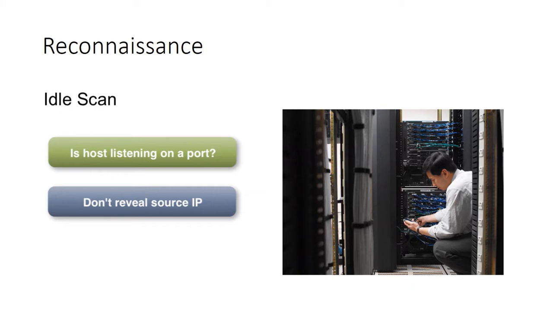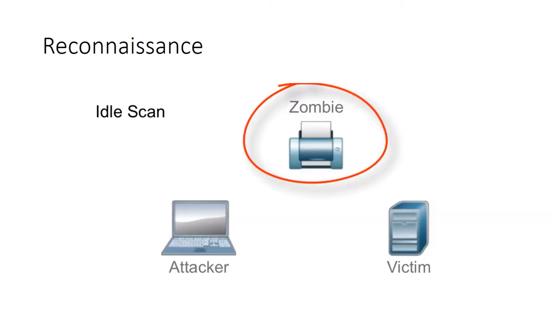This method implies a scapegoat system. If there is any logging of the network traffic, the scapegoat's IP address is the one that is implicated in the scan. In this diagram, we have the attacker, the victim, and the zombie. The zombie is the scapegoat. The one requirement for the zombie is that it must be an idle system. That is, the zombie must not be involved in any other network activity during the probe.